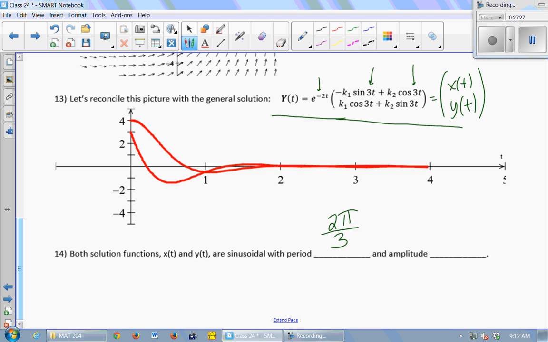And then the amplitude is exponential decay, which means the amplitude is approaching 0. So the amplitude starts out at some initial value, and then it gets smaller and smaller and smaller.